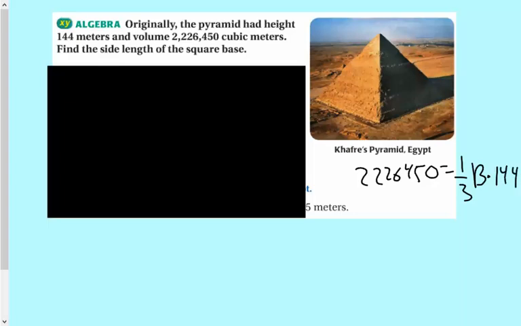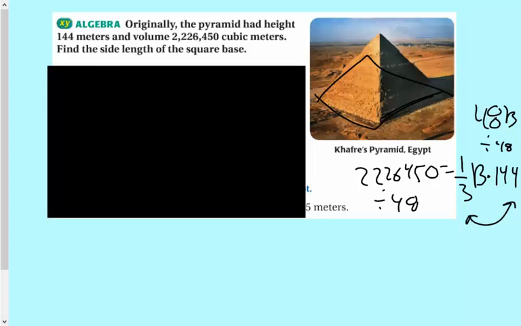So first we're going to find the base area, and then we'll find the side length by square rooting it because it is a square. If I know the base area, then I can find the side length of the pyramid. So I'm going to start by doing 144 divided by 3. See what that is? 48. So this is really 48b if I do that operation there. So I'm just going to divide by 48 on both sides, and that will give me the base area.